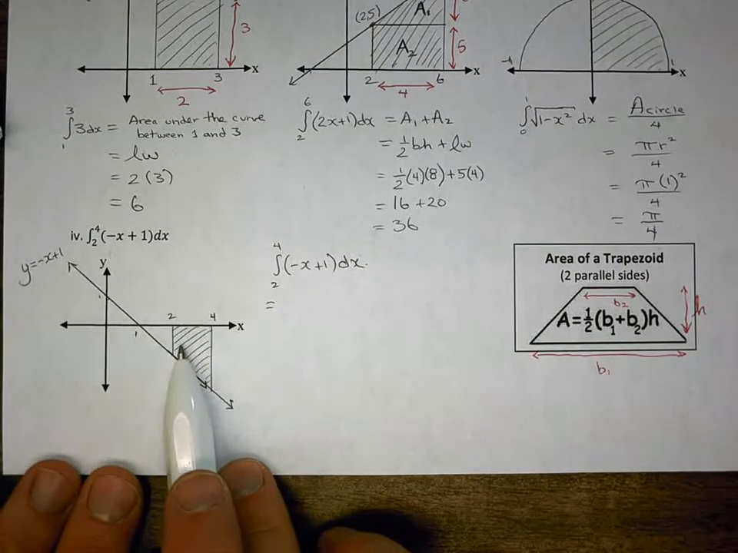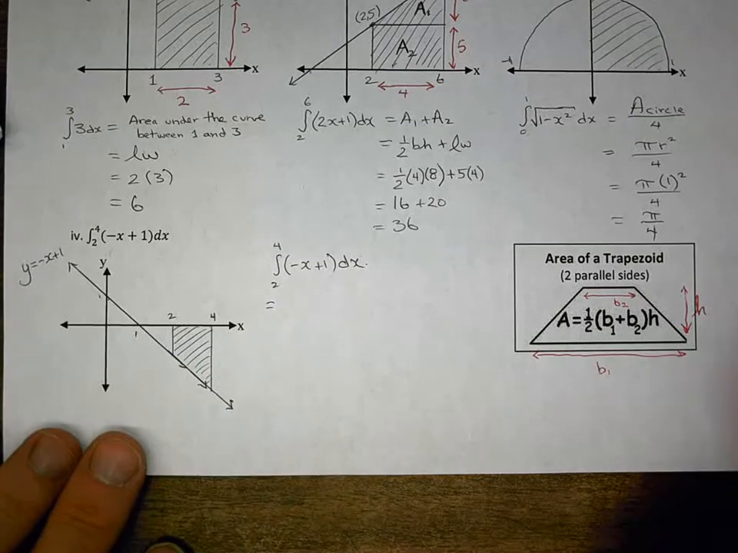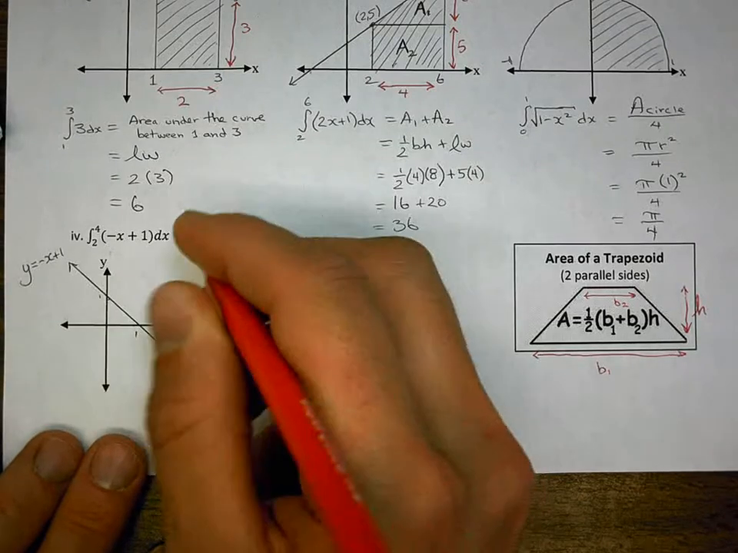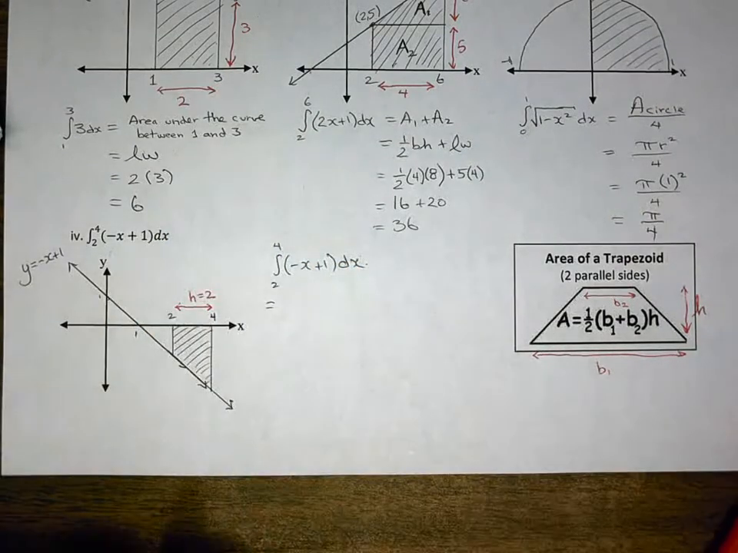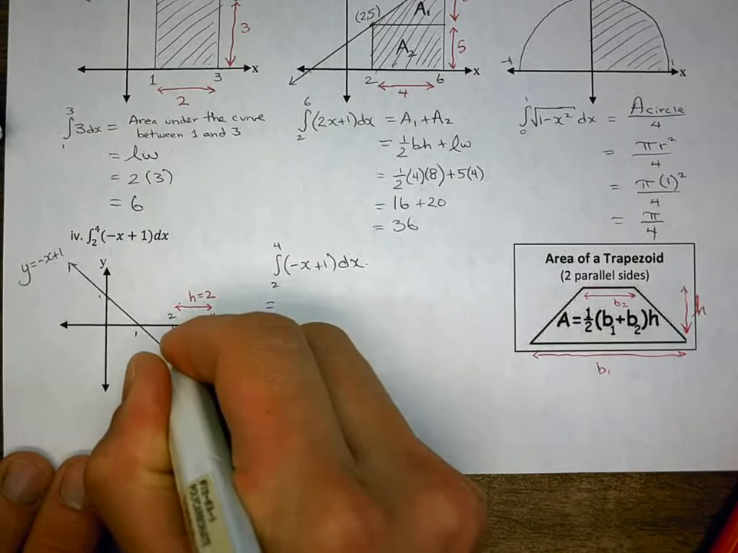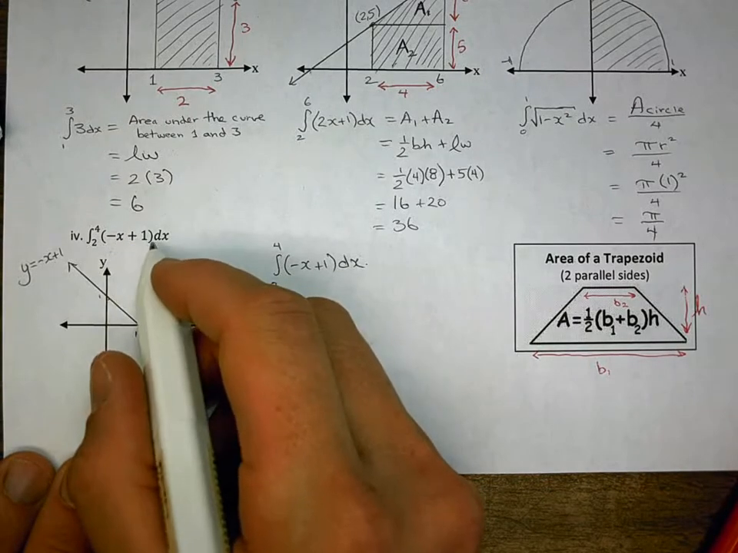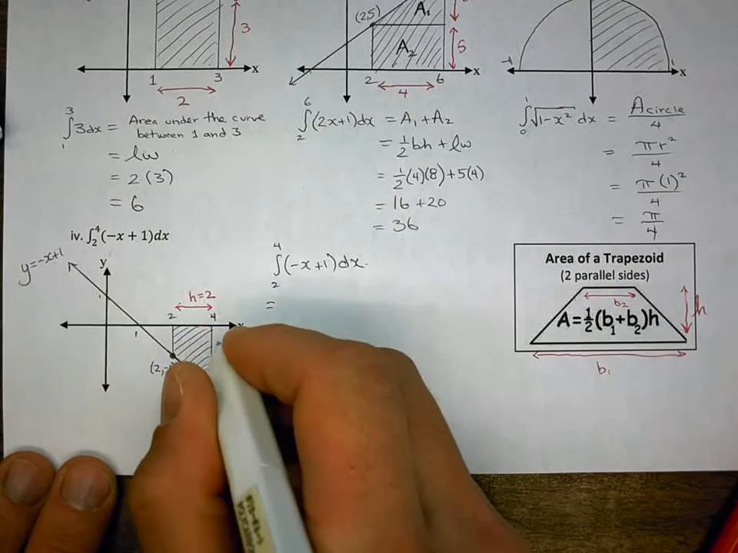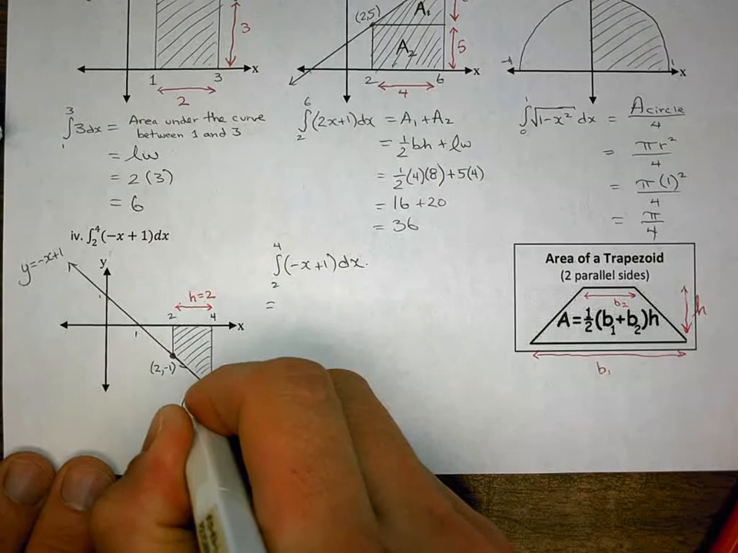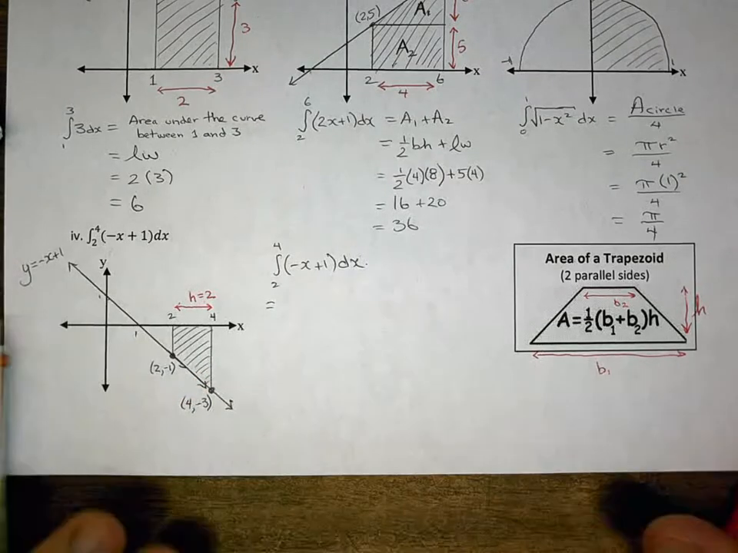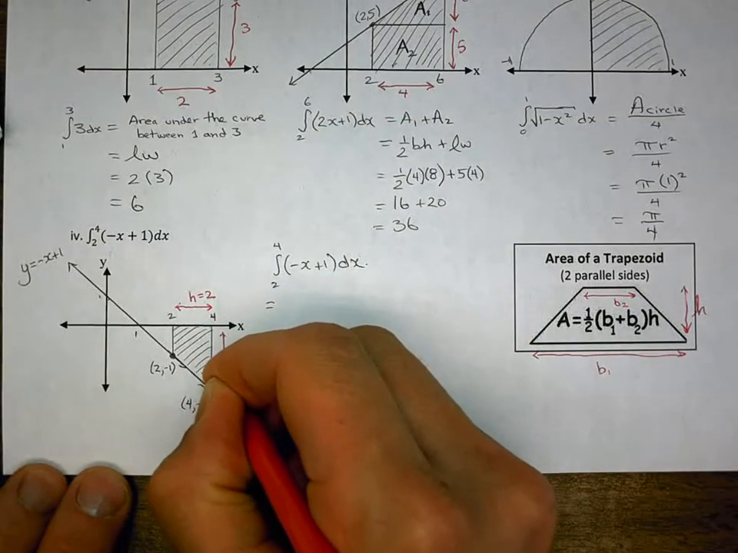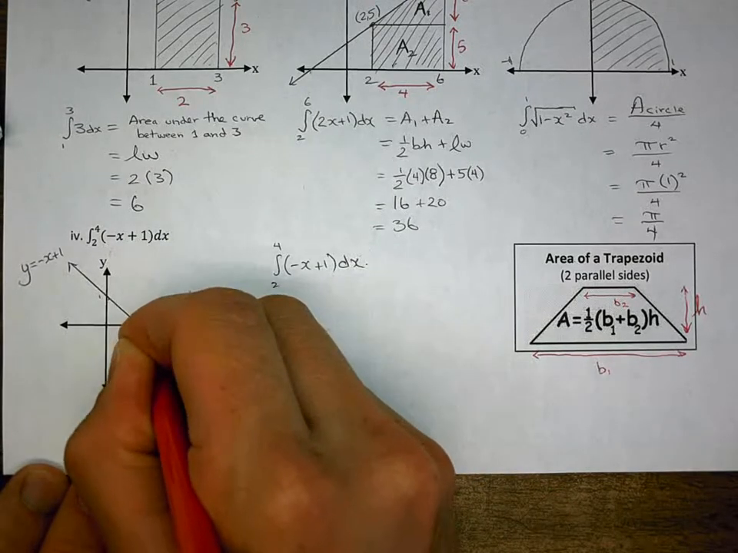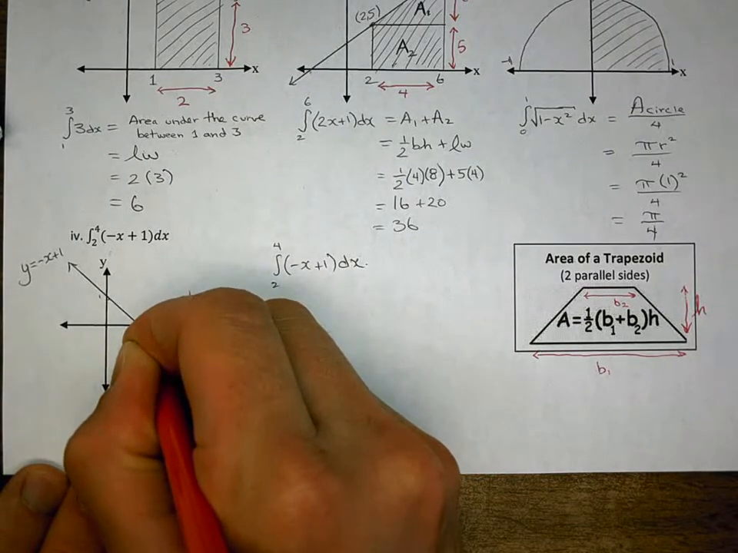So I'm going to treat this like a trapezoid. If you look, this is a trapezoid on its side. The height is equal to 2. What is this point here? If I sub in x equals 2 into negative x plus 1, I get negative 1. And this point here, at x equals 4, is negative 3. So this base, base 2, is negative 3, and base 1 is equal to negative 1.